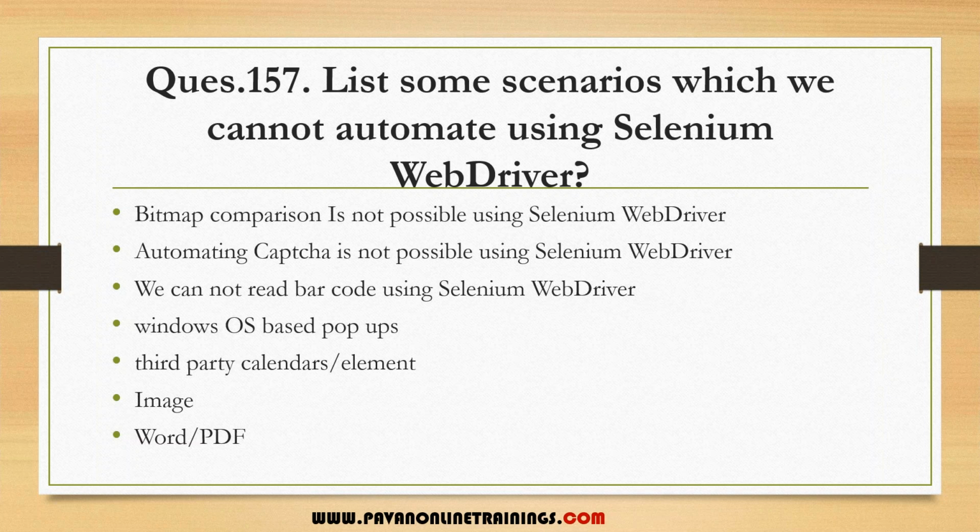CAPTCHA we cannot automate, but barcodes and QR codes we can automate by using ZXing. But CAPTCHA is not supported by Selenium WebDriver. As per the WebDriver suggestion, if you have any CAPTCHAs in your page, in the test environment you can disable those CAPTCHAs and test the rest of the functionality. When your application goes to production, then you can enable the CAPTCHAs. By default, CAPTCHA is not supported by Selenium WebDriver. Then we cannot read the barcode using Selenium WebDriver. By default, Selenium WebDriver doesn't support it, but we can achieve this by using the ZXing API.